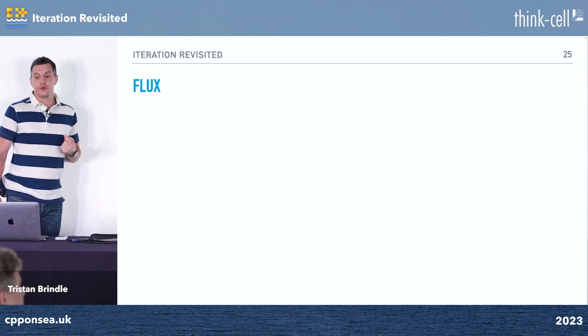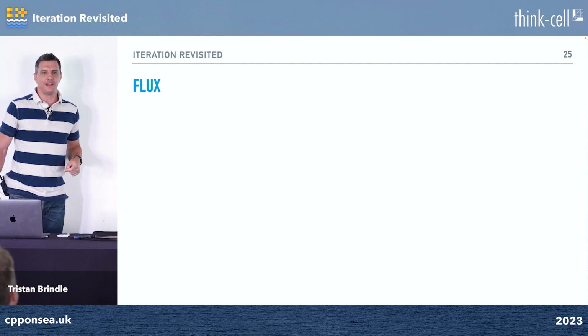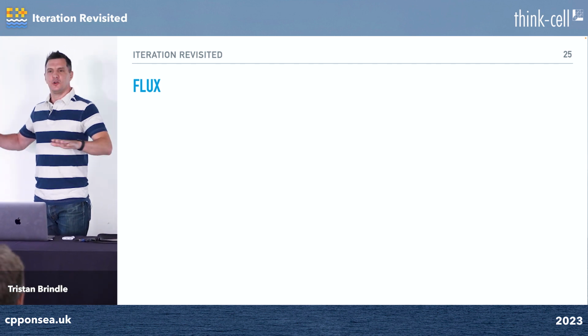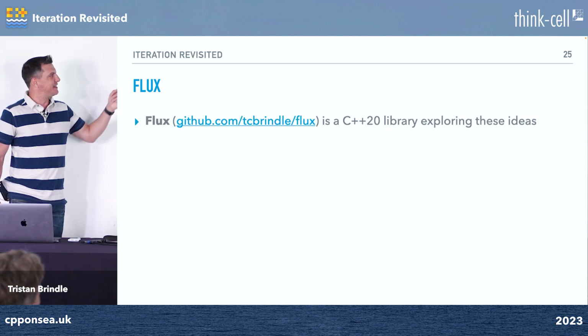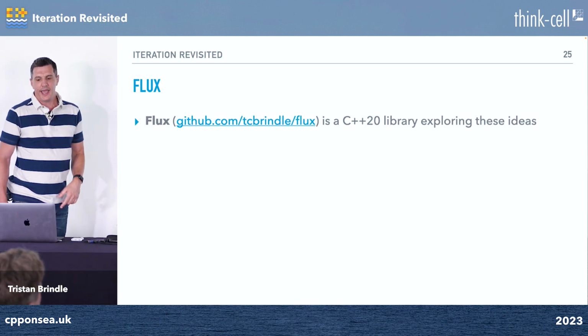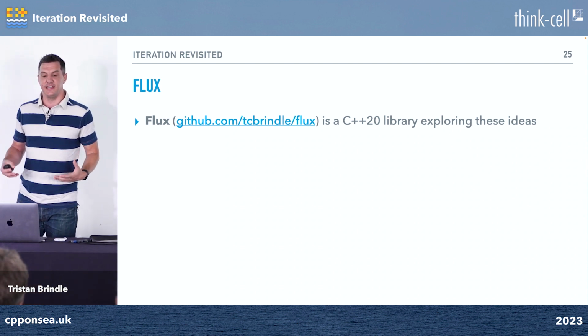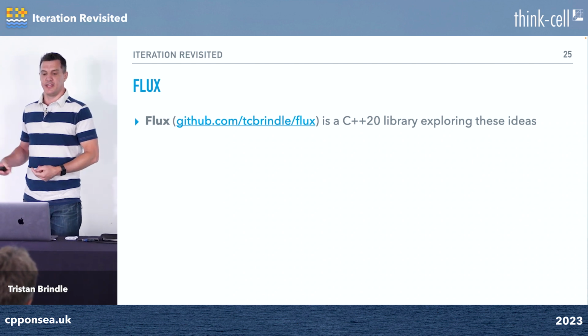So my library is called Flux. The name is not in any way relevant. The important thing about the name is that it's got an X in it, so it's all like cool and mysterious. So the library is called Flux. The URL is there. And it's a C++20 library, and it's exploring these ideas of index-based iteration as opposed to pointer-based iteration.